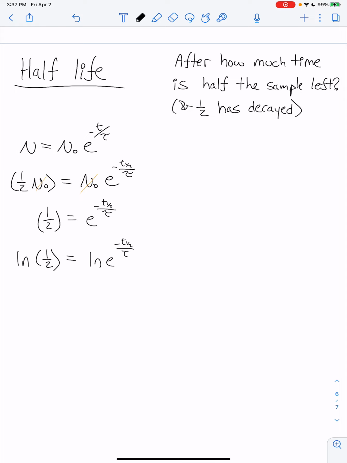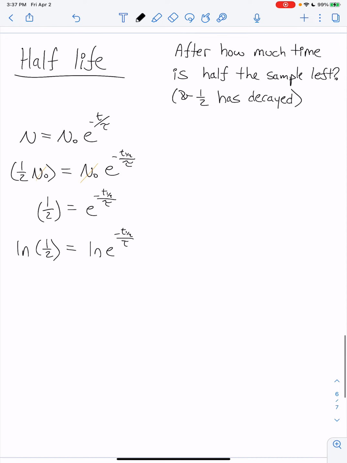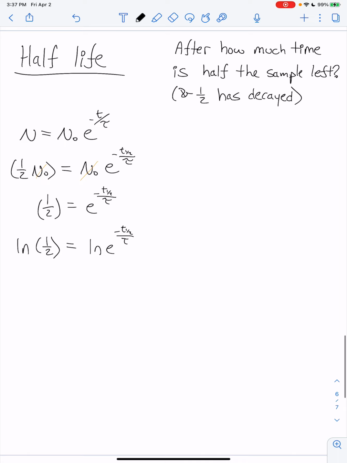Okay. So if we do this, now we can bring down, because of our identities around logarithms, we can bring down this exponential. And so we have negative t1/2 over tau ln e, but ln e is just 1.